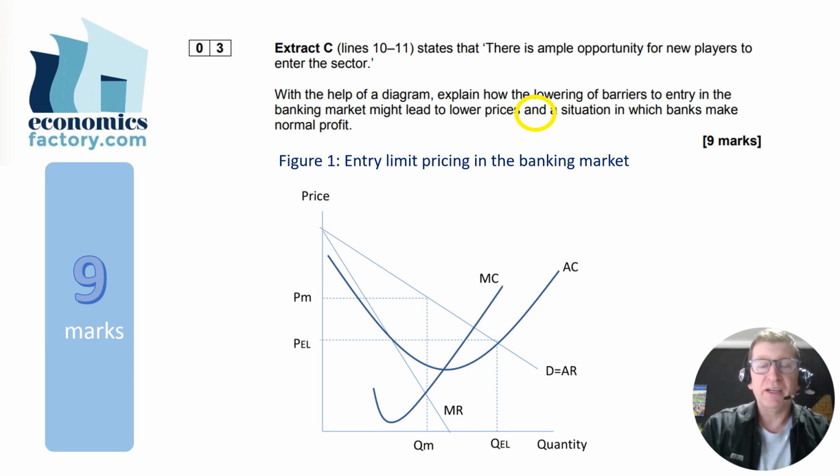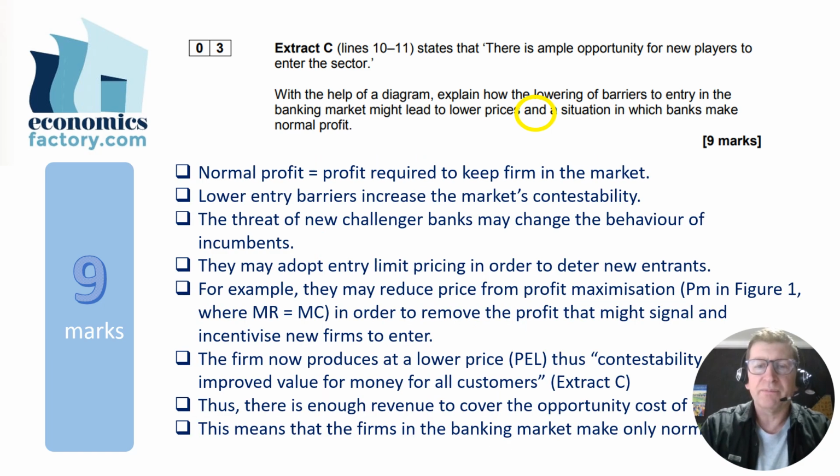Okay, and in regards to the application, you've got to write your answer in the context of a banking market. If you did the best answer anyone could possibly do about how lowering entry barriers leads to lower prices and a situation of firms making normal profit, but didn't mention banking, you're not going to get more than 7 out of 9. So you've got to put it in the context of the question. Okay. Now let's look at what you might write alongside that diagram.